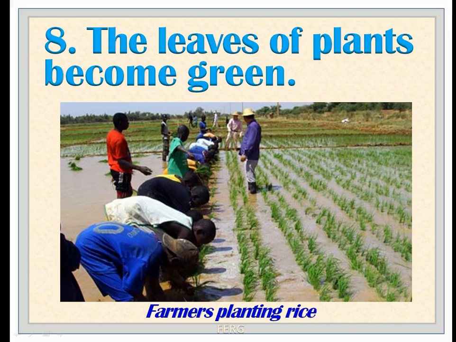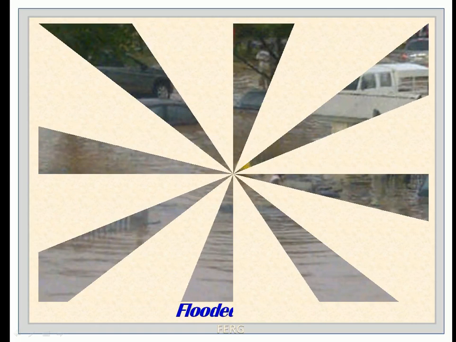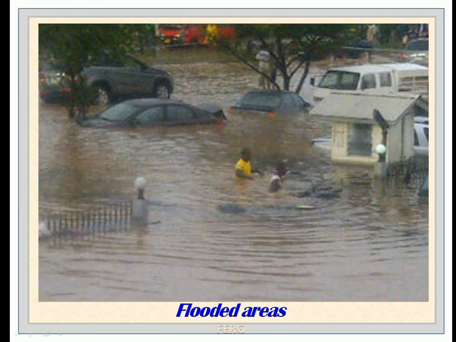This picture illustrates farmers planting rice during the rainy season. This picture illustrates some flooded areas in Accra during the rainy season.